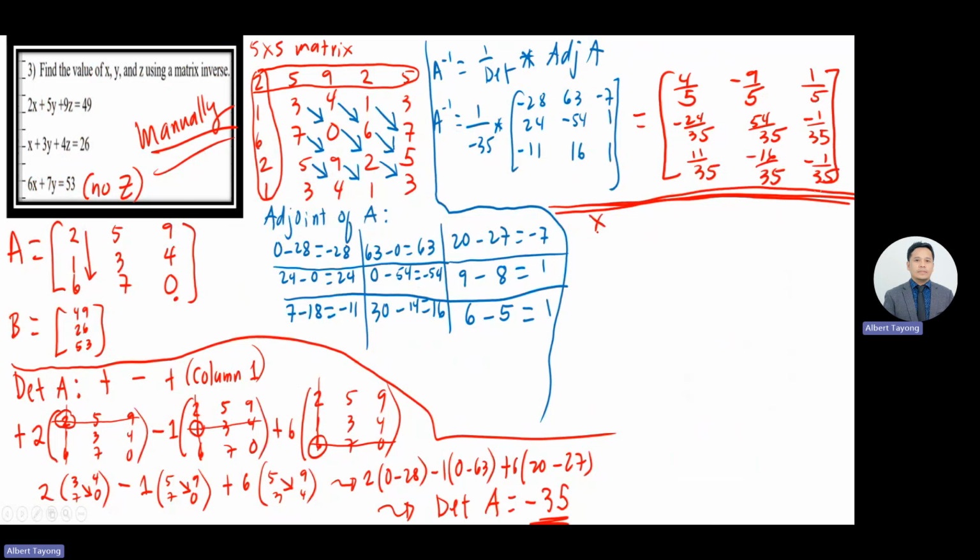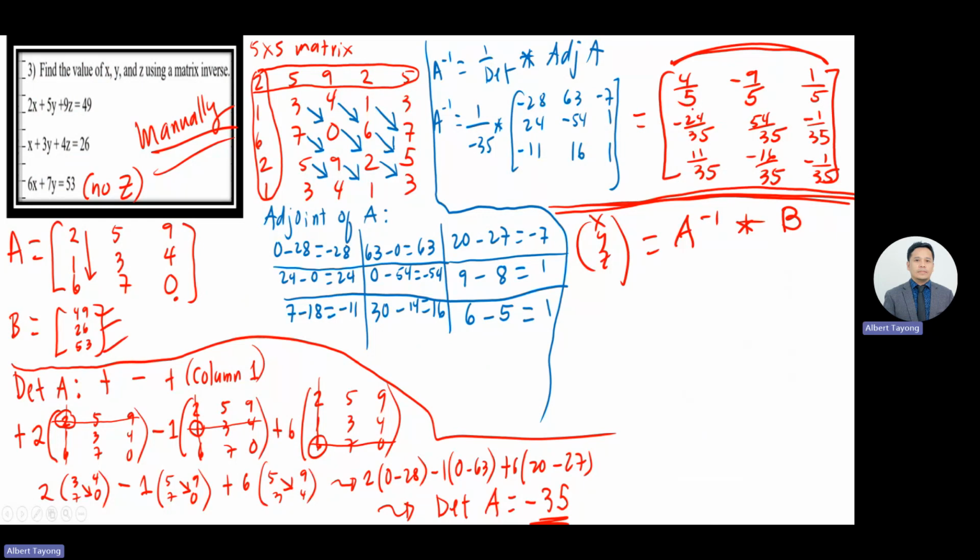To find the value of x, y, z, we need to multiply the inverse and the b. So we have to multiply this inverse and our b. Our b is 49, 26, and 53. So that means we have to multiply this and this.